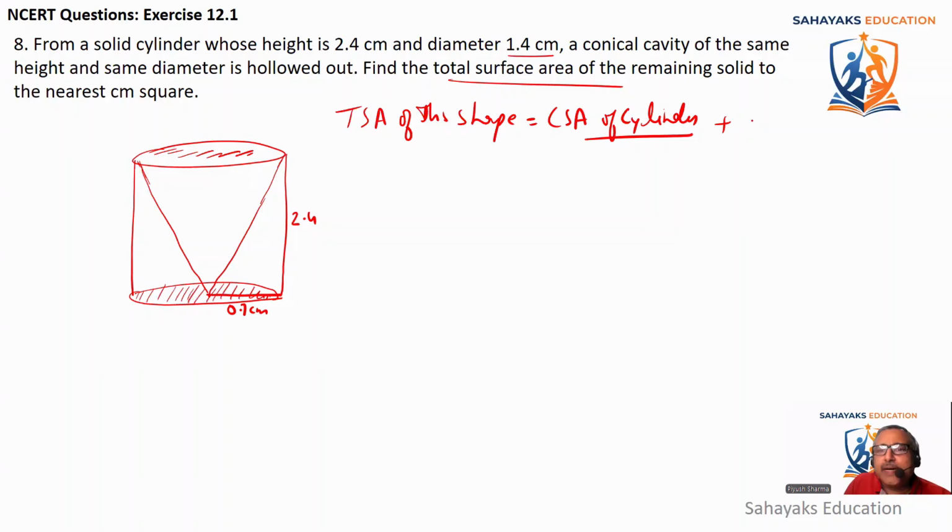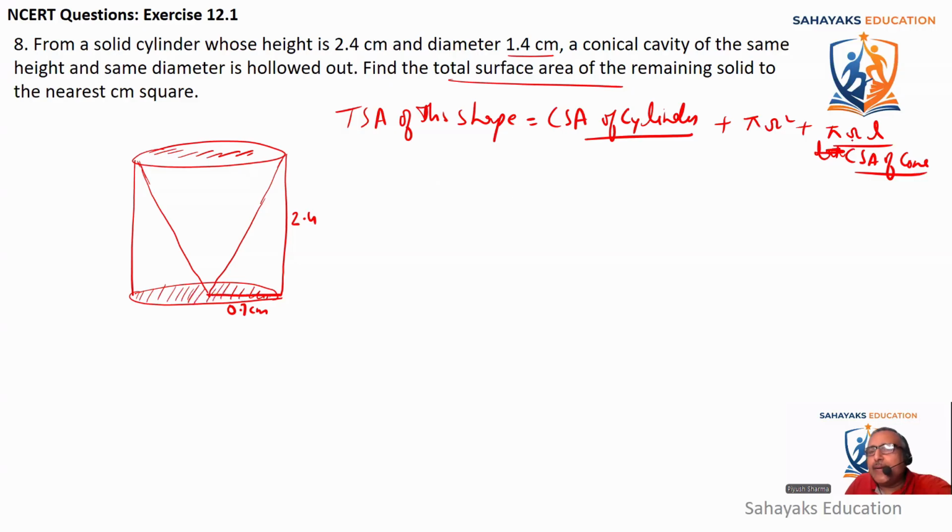So I'll just say the base is pi r square. That will be covered plus the lateral surface area, that is pi r L, the lateral or curved surface area of cone. So these are the three things which you have to take.